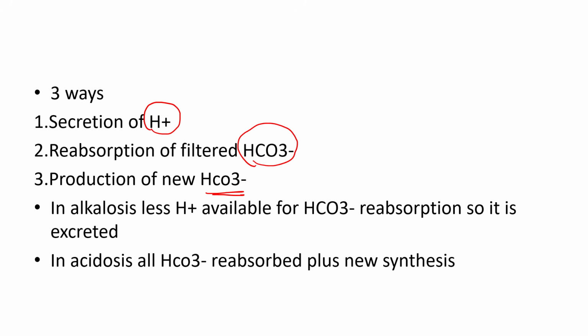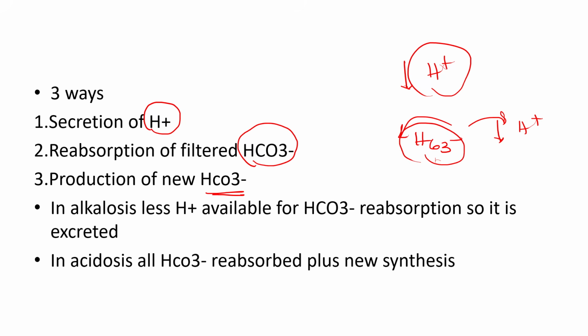Let us think that there is alkalosis where there is less H plus. So for bicarbonate reabsorption, we require H plus to be secreted. As the H plus is low, all the bicarbonate is not reabsorbed and simply it is excreted. So simply kidney is excreting alkaline urine.